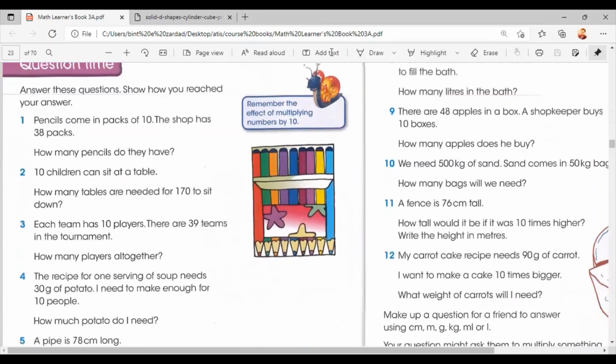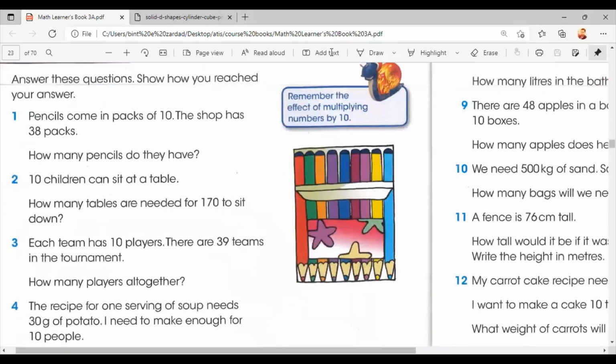After this, question time. Very easy. Here we are using just the multiple of 10. Pencils come in packs of 10. The shop has 38 packs. How many pencils do they have? 38 multiplied by 10 equals 380. So when we multiply any number by 10, we just add a 0 to the other number.